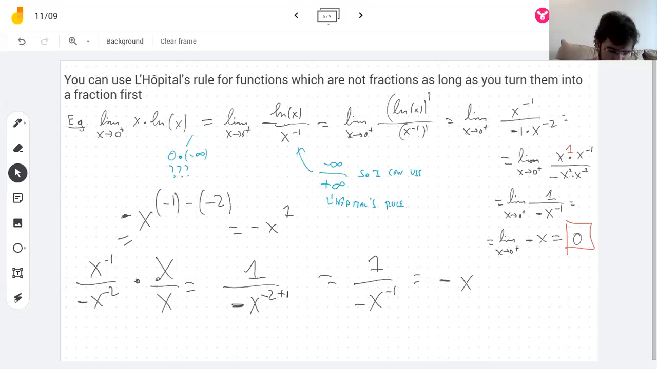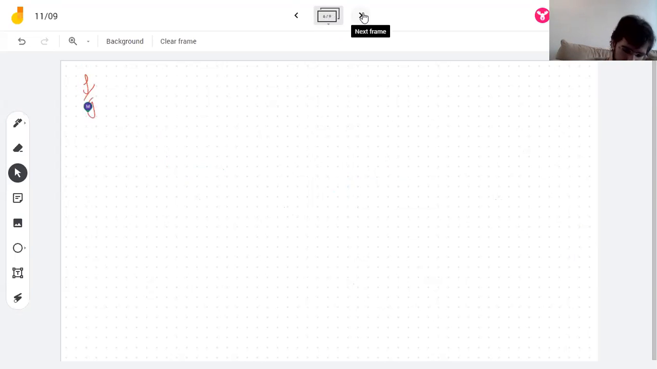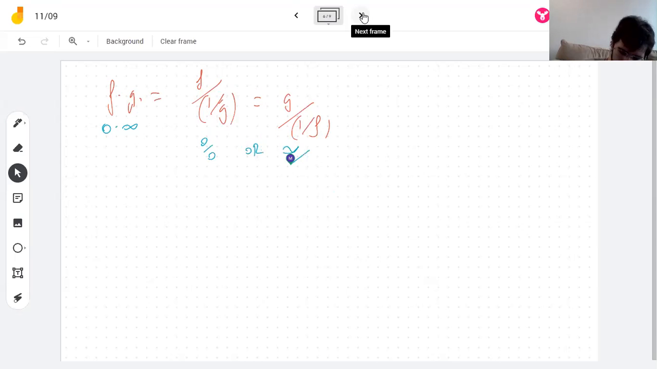So I could have guessed, based on this, if you start with 0 times infinity, when you turn that into a fraction doing what we just did, like this or like that, that's always going to become either 0 divided by 0 or infinity divided by infinity. So I could have told you from the beginning that I was going to be able to use L'Hopital's rule. When you have 0 times infinity, you can always use L'Hopital's rule in this way.